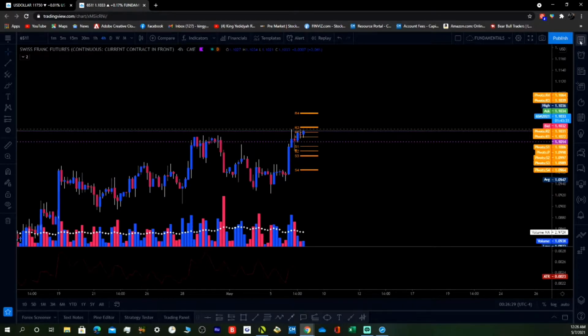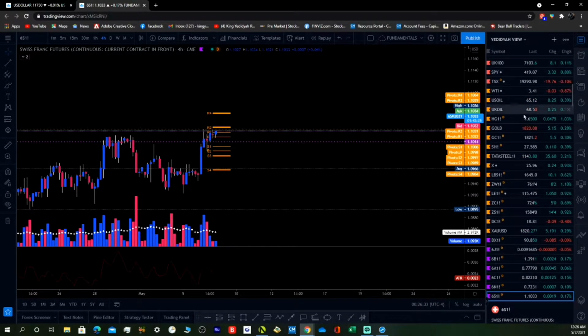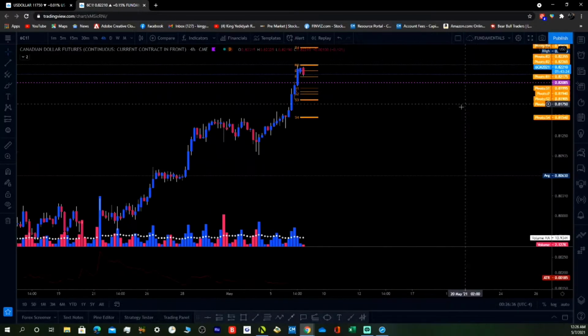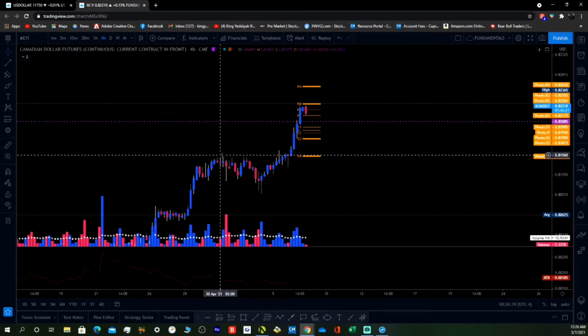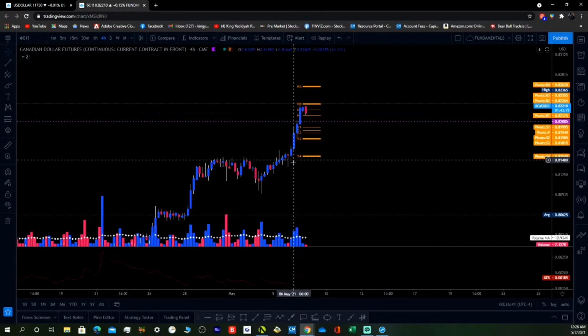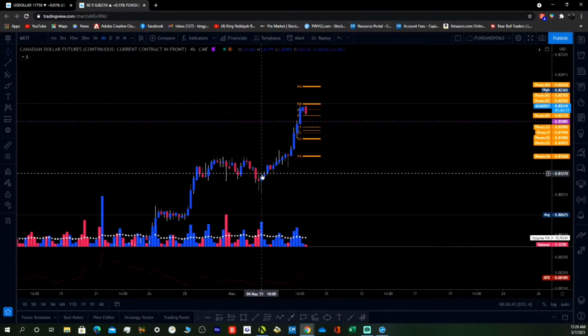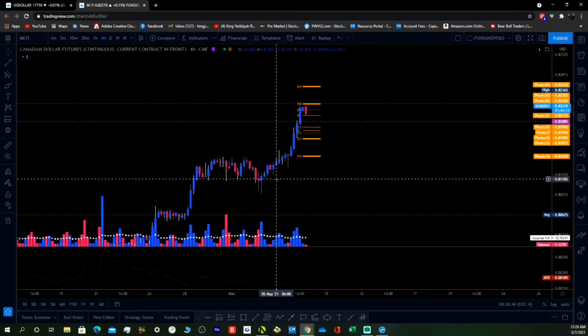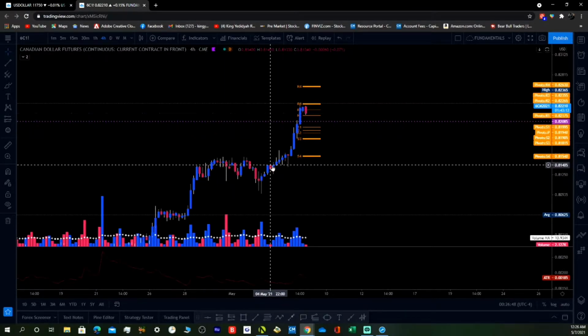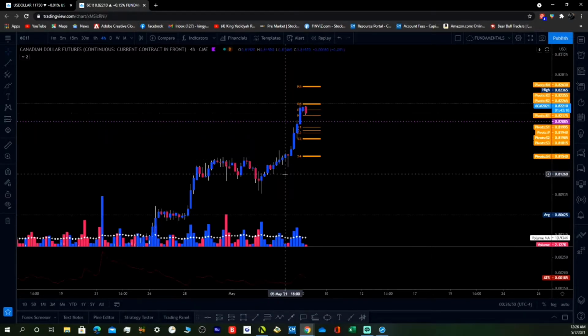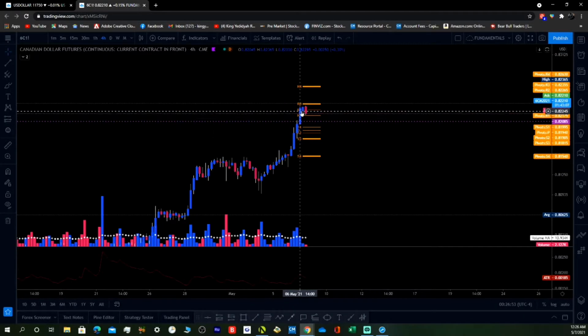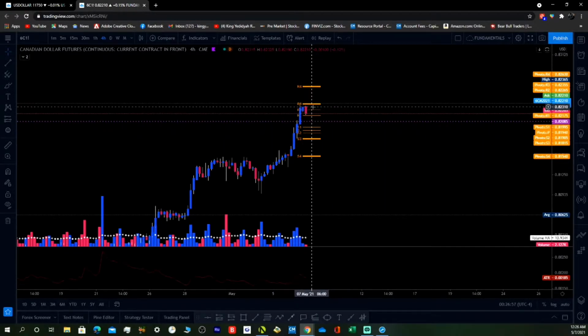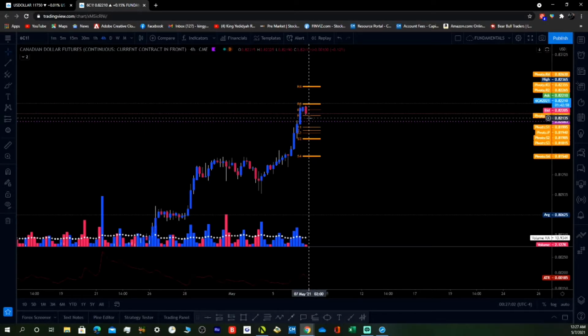So let's look at the Canadian futures, right? The Canadian dollar, and this is looking even stronger than the Swiss. Kind of the same thing. We had a little sideways movement and then we pushed up, right? And we kind of rejected off the R3 and we pulled down, right?